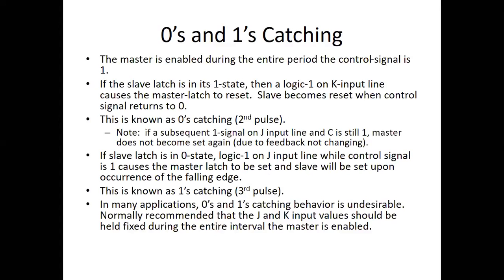Now assume that the master is enabled during the entire period of the clock cycle. That is, master will be active when clock is equal to 1. Now if the slave is already in one state, let me write this for you. When clock is equal to 1, master is enabled. Now slave output, that is Q, is already in one state. Q is equal to 1, Q bar will be 0.